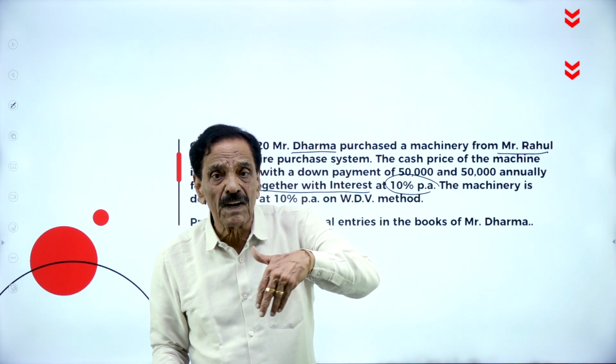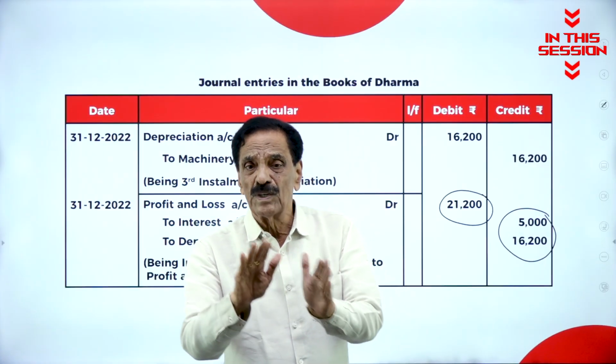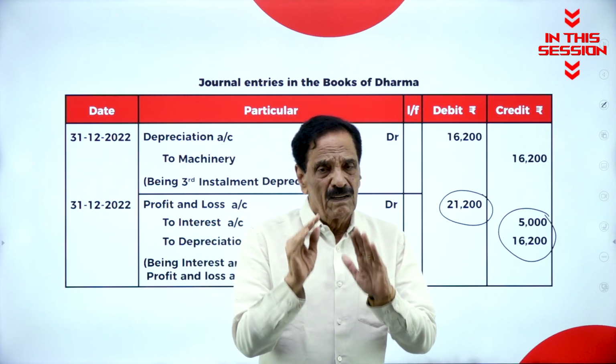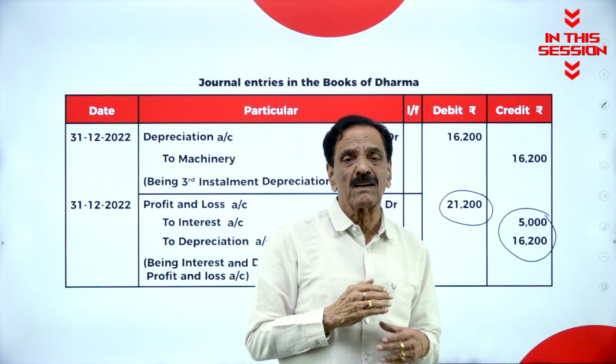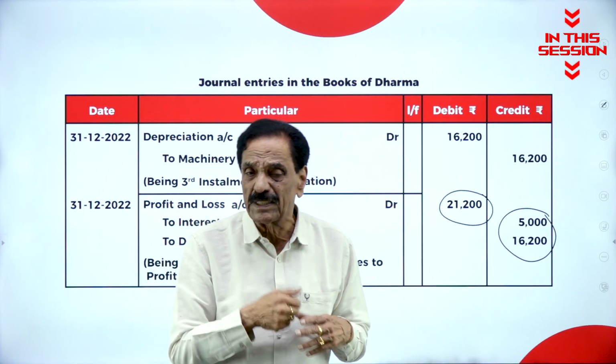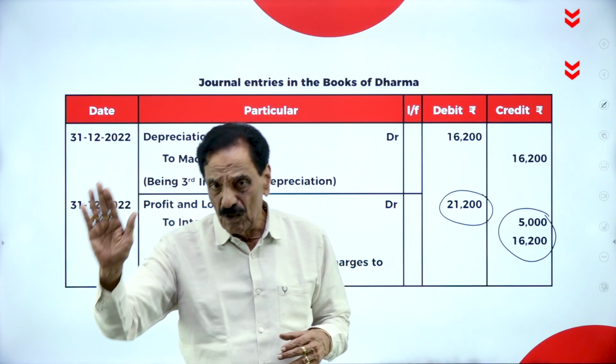Depreciation account debit to asset account, transfer entry, profit and loss account debit to interest account and depreciation. This goes in favor of the first year. Asset account debit to hire seller account, hire seller account debit to bank account, down payment. Interest of that first year, interest account debit to hire seller account.